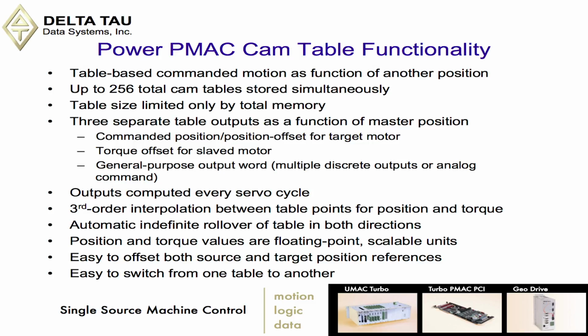Automatic indefinite rollover for the table in both directions. And then position and torque values are floating point, scalable units. And it's very easy to offset both the source and target position references, and easy to switch from one table to another.